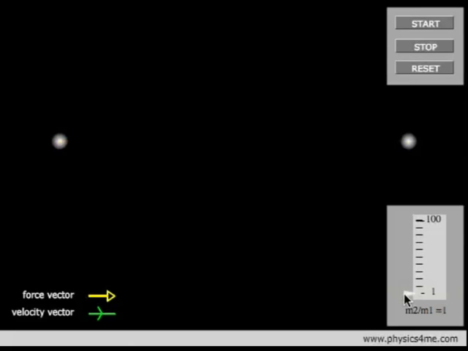Let us change the ratio of the masses back to 1. Once we click the Start button, the two masses will start moving under the influence of their mutual gravitational forces given by Newton's law of universal gravitation. They will move because Newton's second law of motion, F equals ma, implies that if you have a resultant force F acting on a body of mass m, then it produces an acceleration given by F over m. Let us see this in action now.